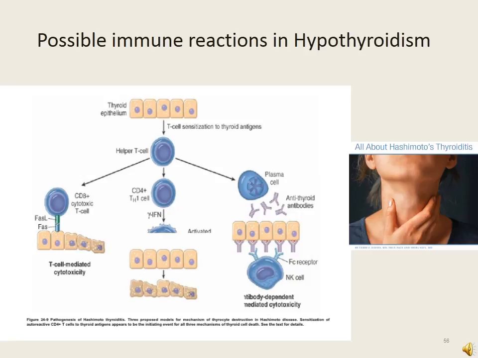For the right hand side of the figure, it shows you that helper T cell also helps the production of autoantibody produced from the B cell or the plasma cell, and these autoantibody or anti-thyroid protein will bind to the thyroid epithelium and can induce the killer cell, like natural killer cells, to come and then destroy the thyroid epithelium cell in the process that is called ADCC or antibody dependent cell mediated cytotoxicity.